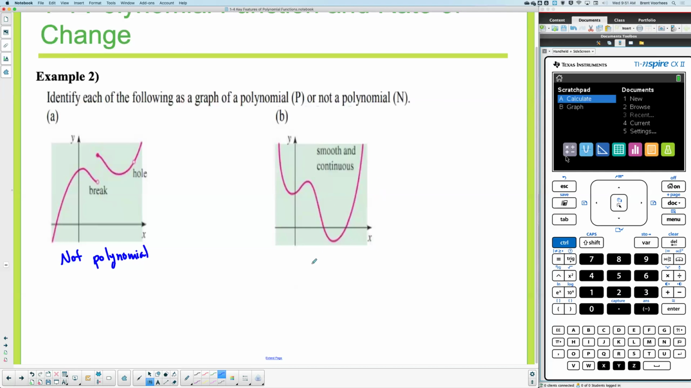What about the next one? What would you say about part B? It is a polynomial. Why is it polynomial? It doesn't break. There's no breaks. Hey, help me out here. The interval to the left of this vertical line, concave up, concave down? Concave up. I actually drew this in the wrong spot. Whoops, I put this in the wrong spot.